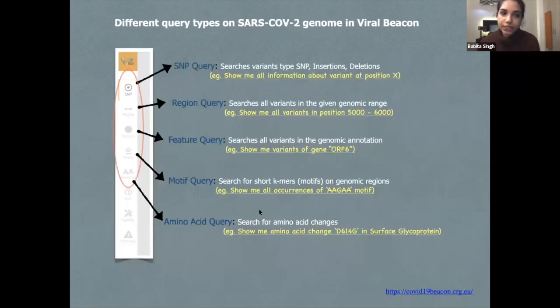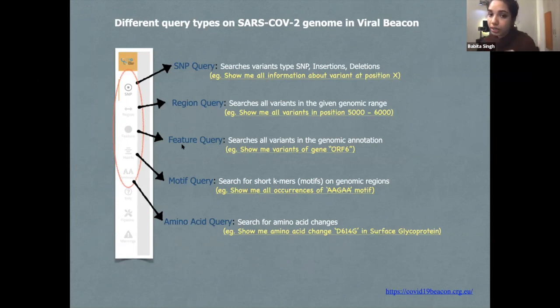There are different query types. The SNP query will give you results for a certain position. For example, show me all variants, insertions, deletions, SNPs at this position. You can check position-wise, or there's a region query to say, I'm interested in only this region to this region. So you can make a query specific to a region, or annotation-based.